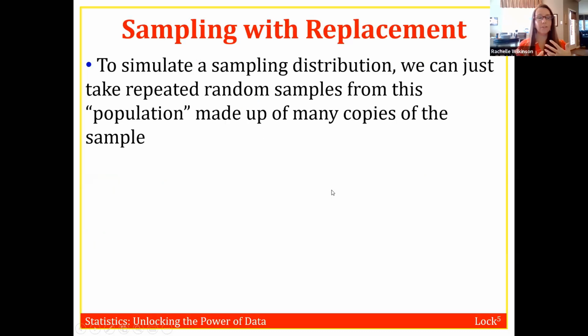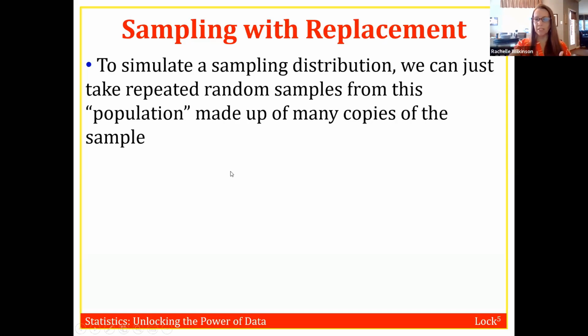Now, in real life, we don't actually make lots and lots of copies of our original sample. Instead, we sample with replacement from the original sample. Sampling with replacement from our original sample is essentially the same thing as making lots and lots of copies and then sampling from that giant copy thing that we created.